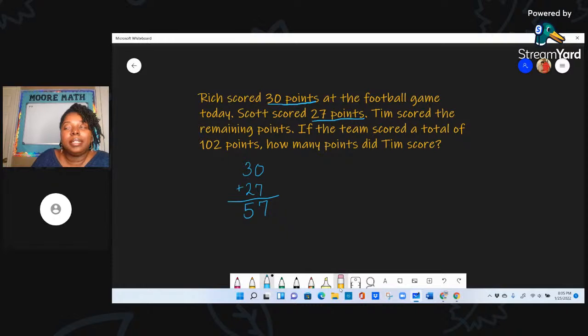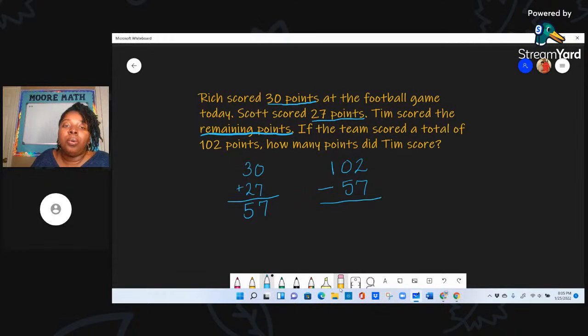No. Look at the sentence about Tim. Read that sentence about Tim. Tim scored the remaining points. Good. The remaining points, right? The points that are left over. So they scored 30 and 27. And then all the points that are left, Tim did that.